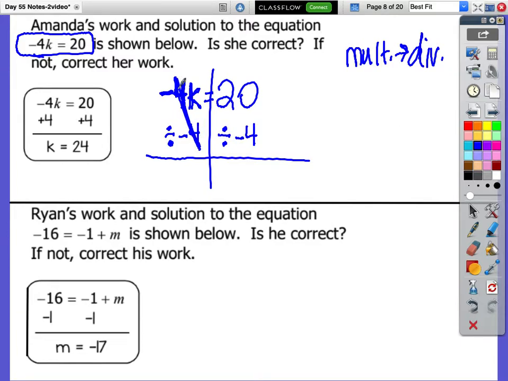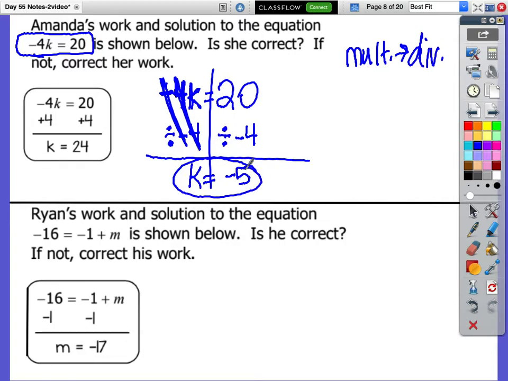Not just the 4, but the negative have gone away. They've crossed out, and I'm left with a k equals 20 divided by negative 4, which is negative 5. So that's the correct answer.